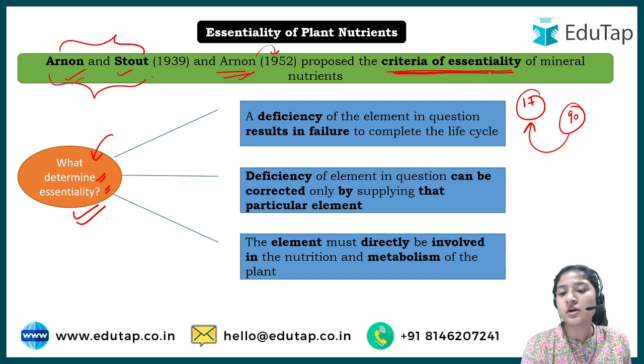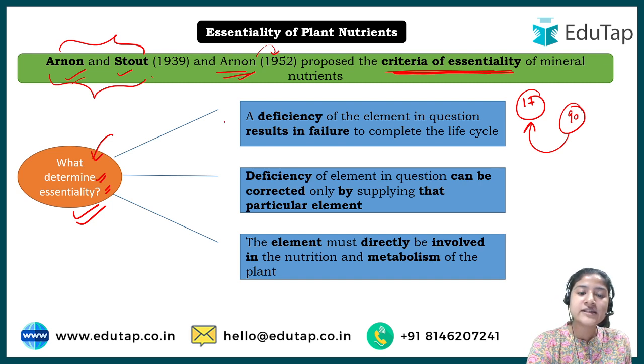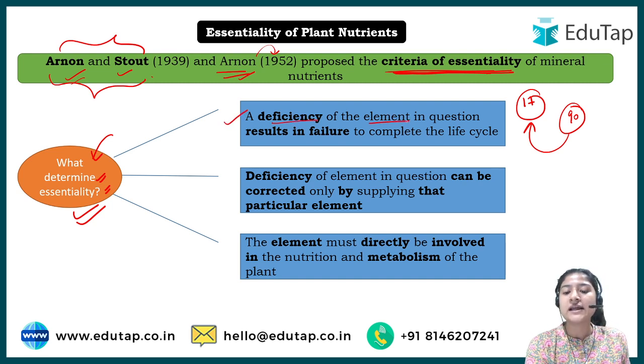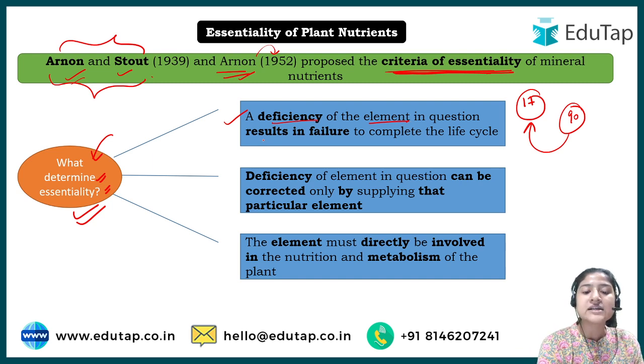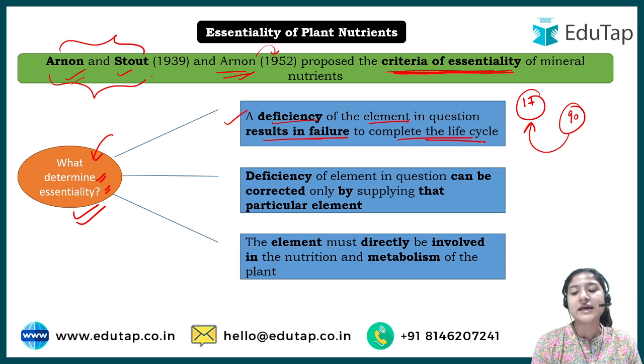Who proposed what? They proposed criteria of essentiality, all right? And what are those criteria? First one says the deficiency of the element. Deficiency means when the particular element is in a lesser amount than required, it results in failure to complete the life cycle. Life cycle of what? Life cycle of the plant. All right.